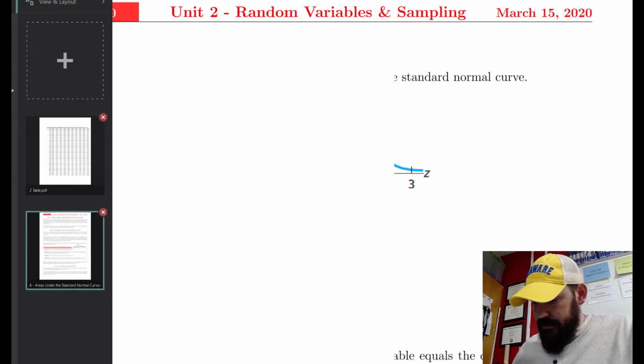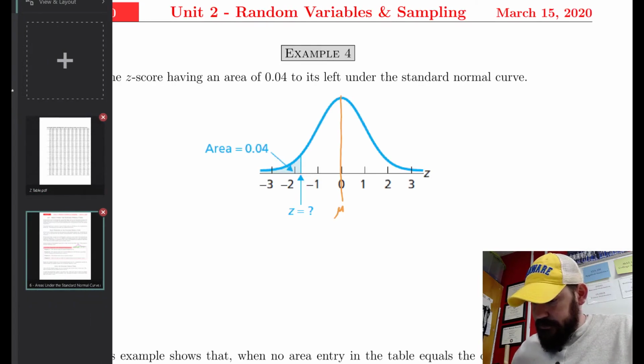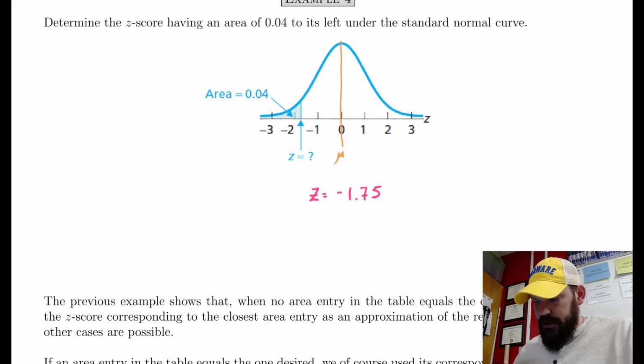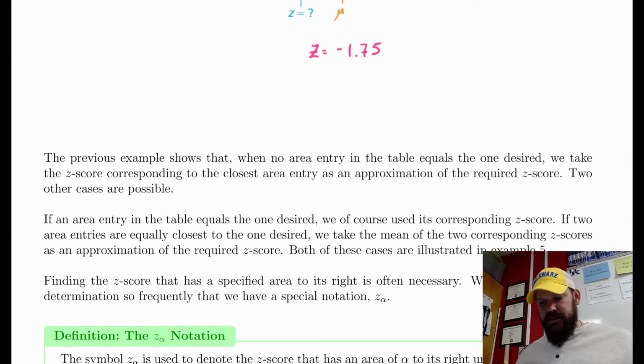So we have z equals negative 1.75. That's what we're going to go with. And that's just traditionally how you're going to do that. If you have a z-score or an area that corresponds exactly, then obviously you want to use that value. If you have a value that falls between two given z-scores, take the average, and that'll give you the more appropriate approximation.